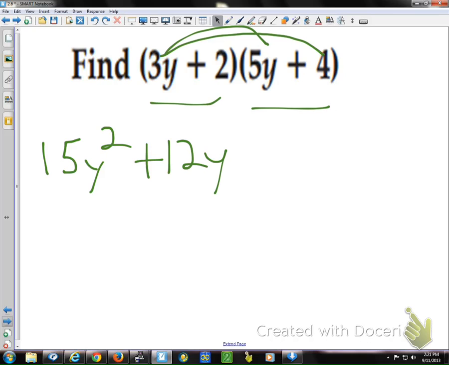All right, so we've taken the 3y by both pieces. Now we're going to do the same thing with the 2. What's 2 times 5y? 10. There you go. No, just y. There's only one there. And then 2 times 4? 8. Muy bien. Is this finished?